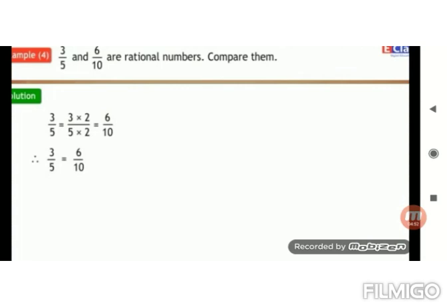The next example we take is 3 upon 5 and 6 upon 10. Here we can see the denominators 5 and 10. They are multiples of 5. So we can multiply 3 upon 5 by 2 to make the denominator 10. That is 6 upon 10. And when we consider 3 upon 5 and 6 upon 10, both are equal.